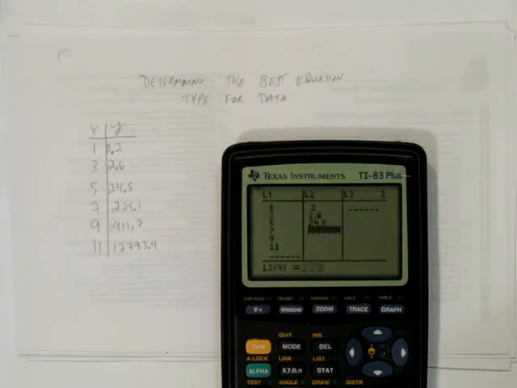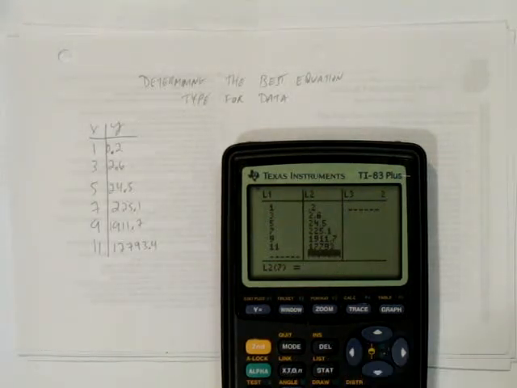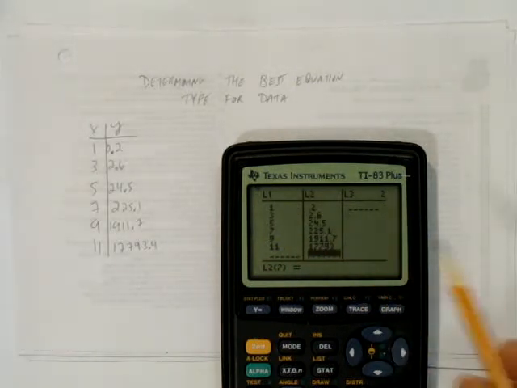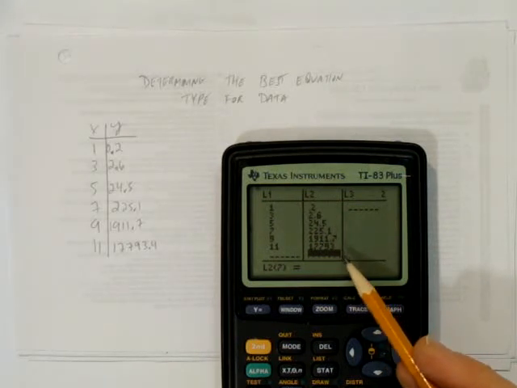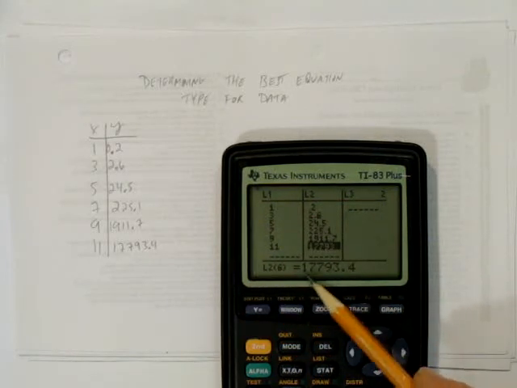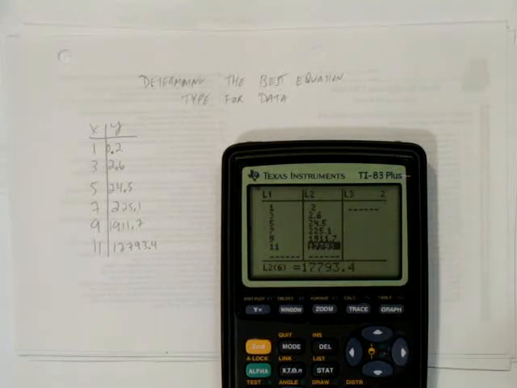24.5, 225.1, 1,911.7, and 17,793.4. Take a moment just to verify, as I'm doing, that your data is correct. Just checking all my numbers. And you'll notice here the calculator only displays some of the data, but it's actually all there. That whole number I typed in, including the decimals, just doesn't have enough space to display it. Okay, our data is all set up.